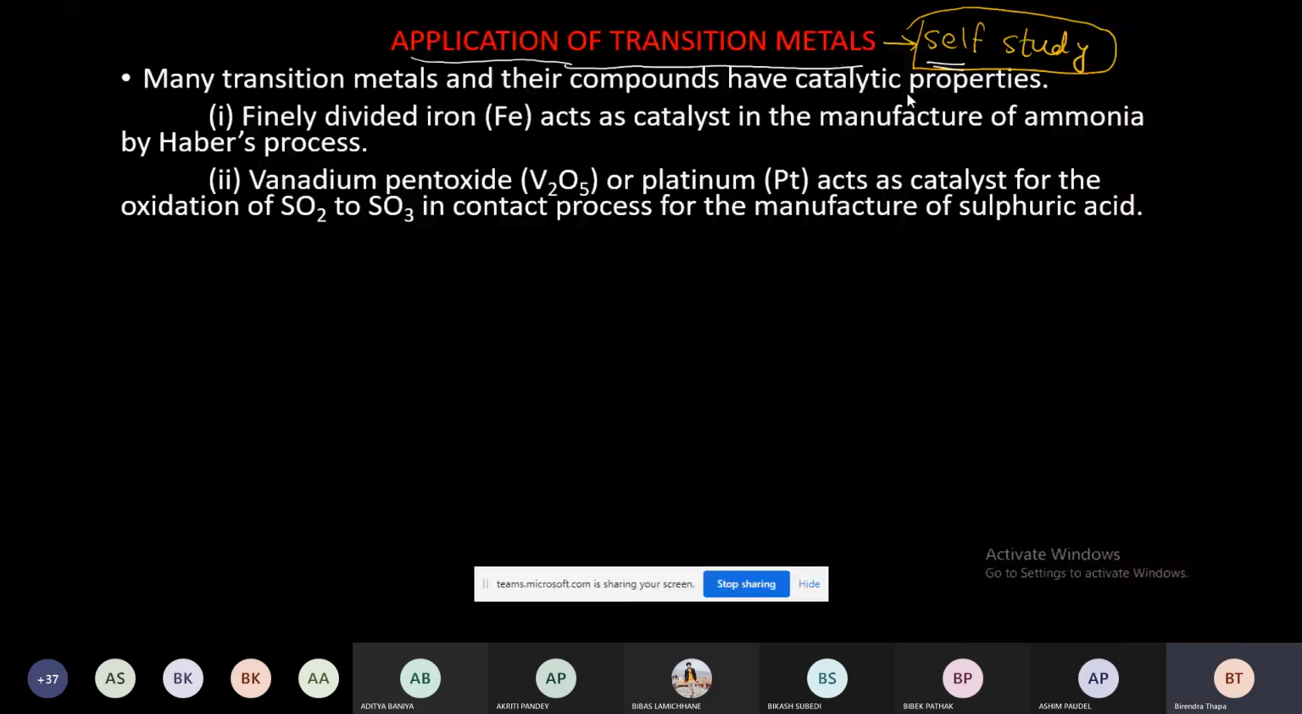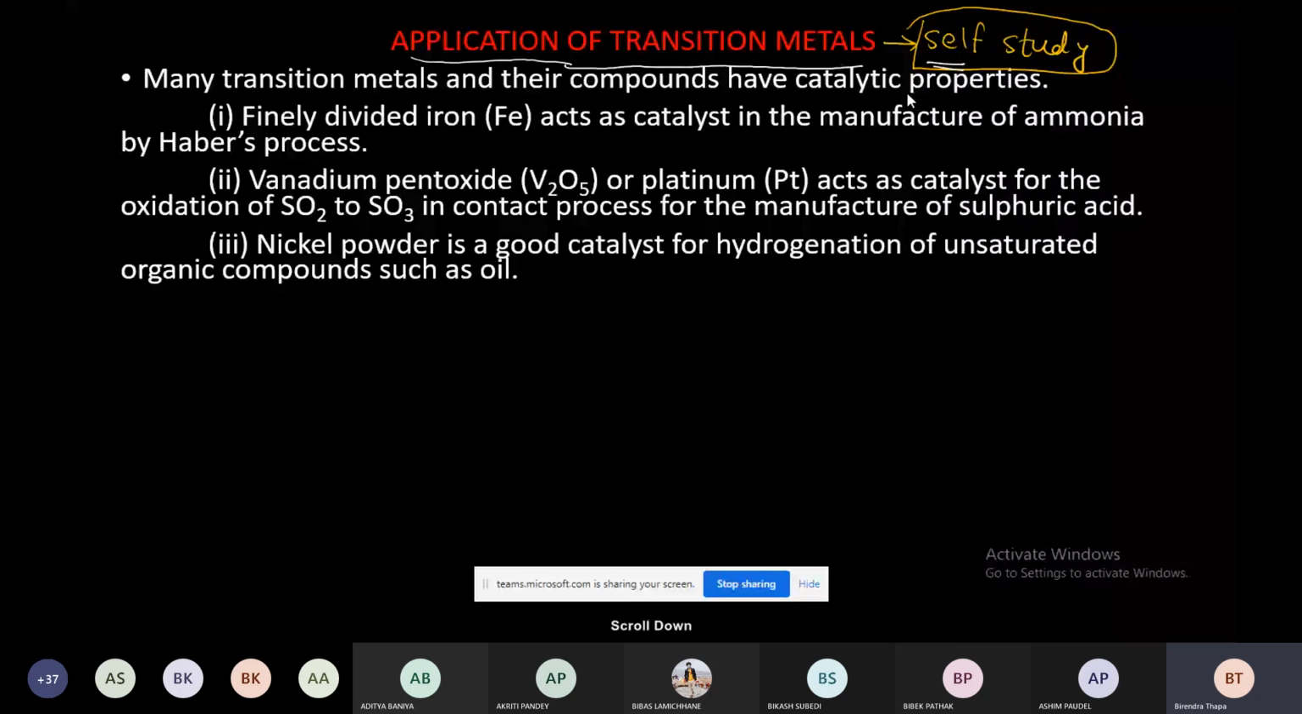Similarly, nickel powder is a good catalyst for hydrogenation of unsaturated organic compounds such as oil. If you want to convert alkynes to alkenes, and then to alkanes, you need a catalyst. Here, nickel powder, platinum or palladium is used as catalyst for the hydrogenation reaction. Vanaspati oil can be converted into vanaspati ghee in the presence of hydrogen by the use of nickel or platinum catalyst. So for hydrogenation reactions as well, transition metals are used as catalysts.